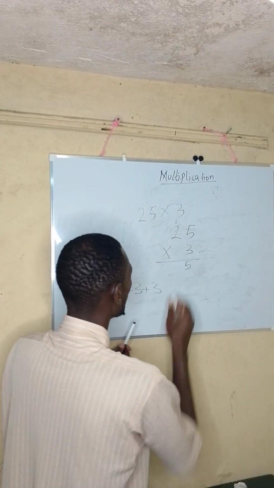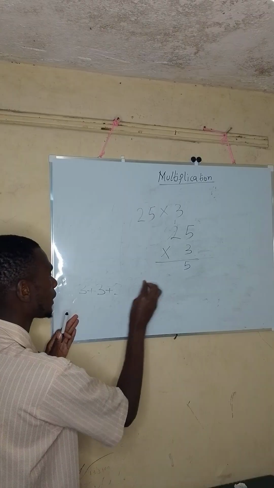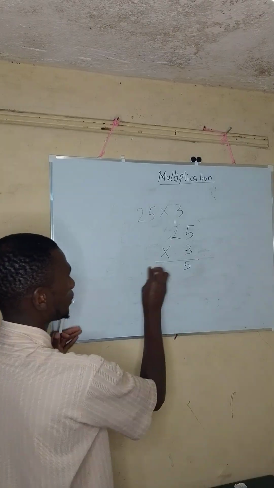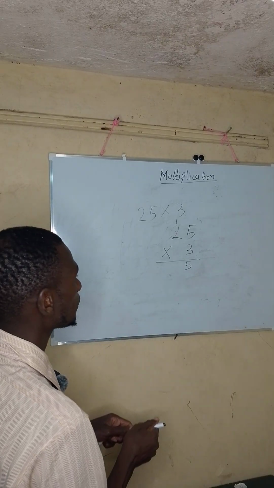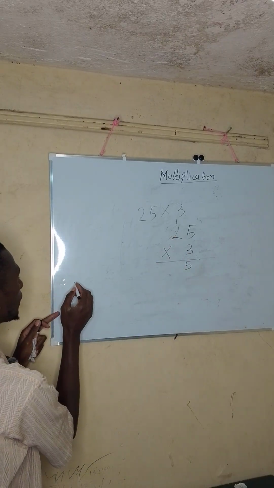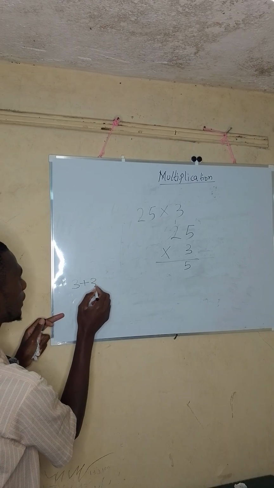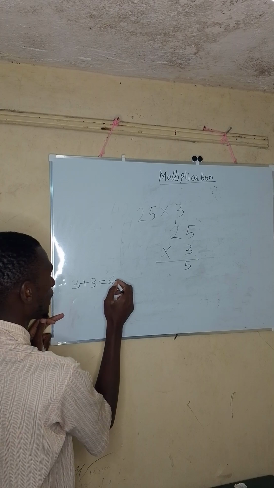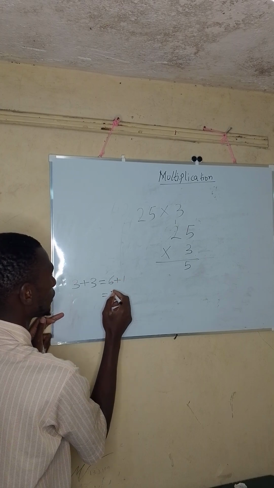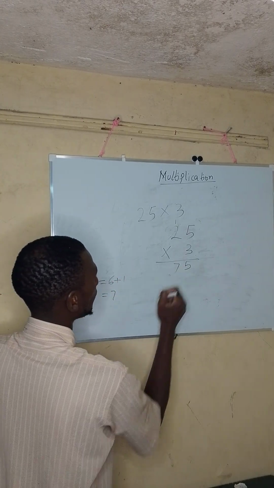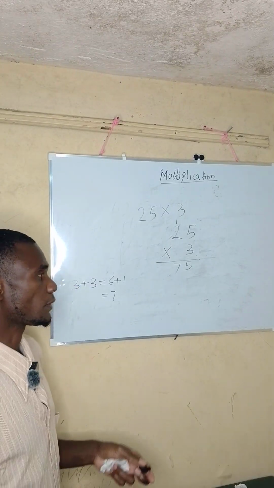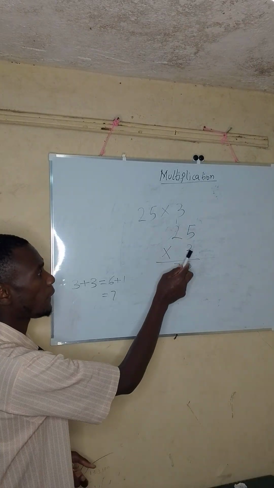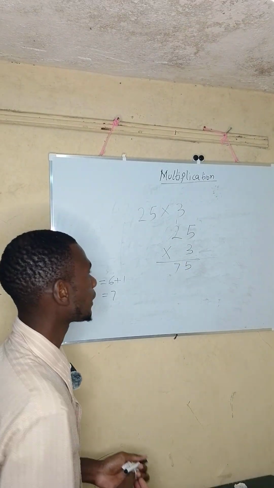Always write the one you have carried on top of the next number so that you don't forget it. Then we come to 3 times 2. That is 3 and 3, there are only 2, that is 6. We carried 1, so we add the 1 that we carried, a total of 7. So if you write it there, we have 75. That is multiplying a 2-digit number by a 1-digit number.